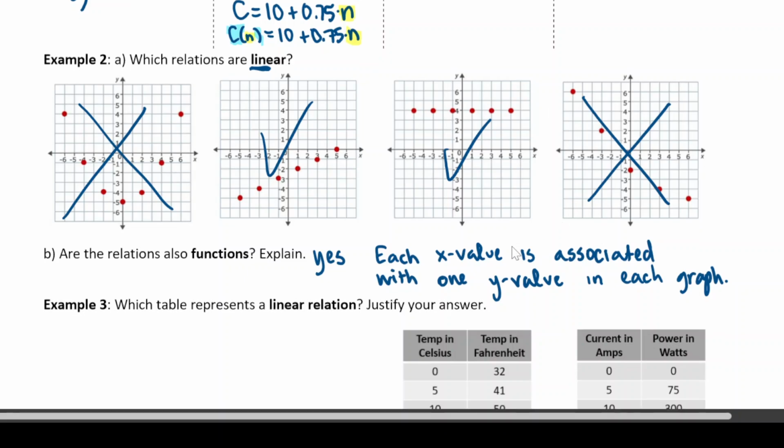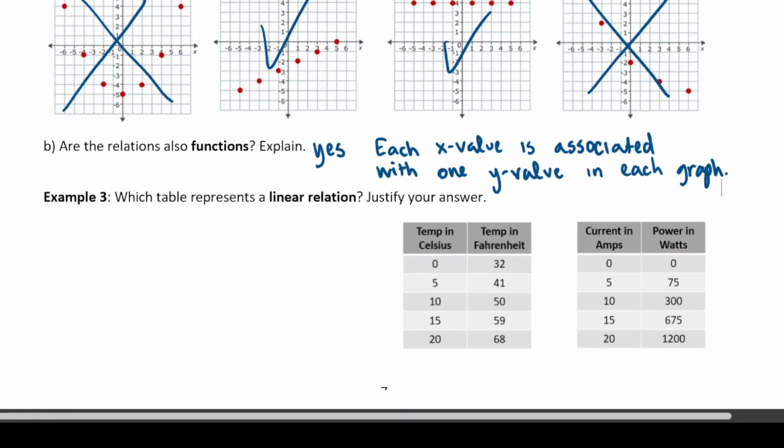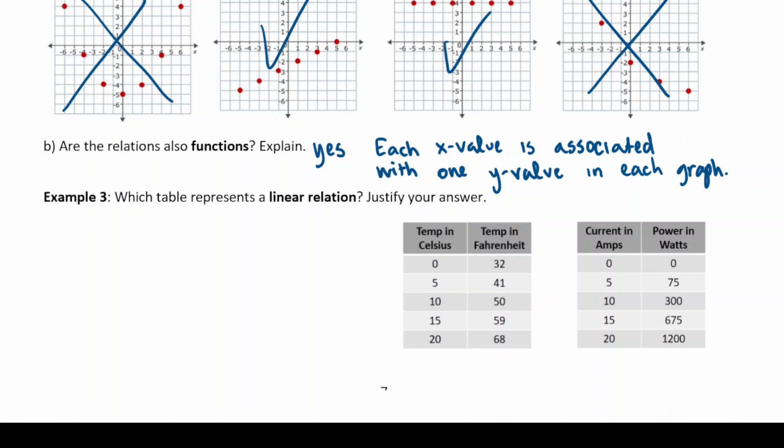It says, which table represents a linear relation? It's a little bit harder because you can't just look at the table. We have to look at the differences or the pattern to see if it's consistent or not. So let's look at the first one here. It looks like we have temperature in Celsius and then temperature in Fahrenheit. Let's look at the increases in the x values. Looks like these are all going up by 5. So far it looks pretty good, but we have to make sure the y values are also increasing consistently. And here it looks like there's a consistent increase of 9. So every time the Celsius temperature goes up by 5, the temperature in Fahrenheit goes up by 9. So this one is a linear relation.